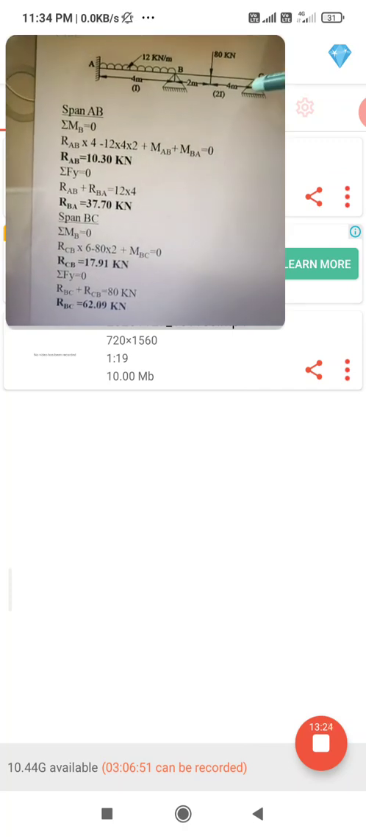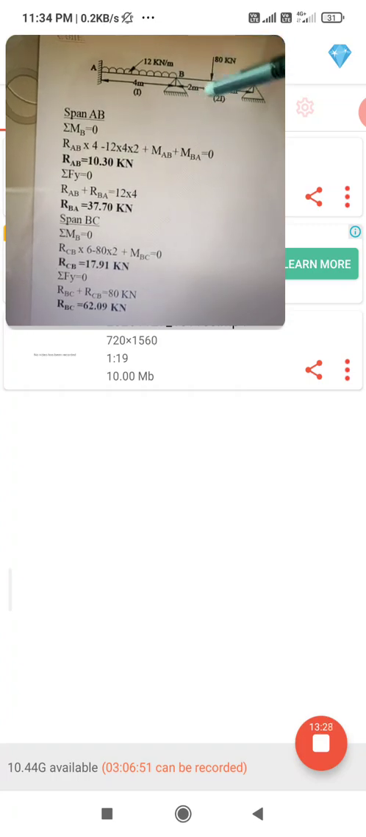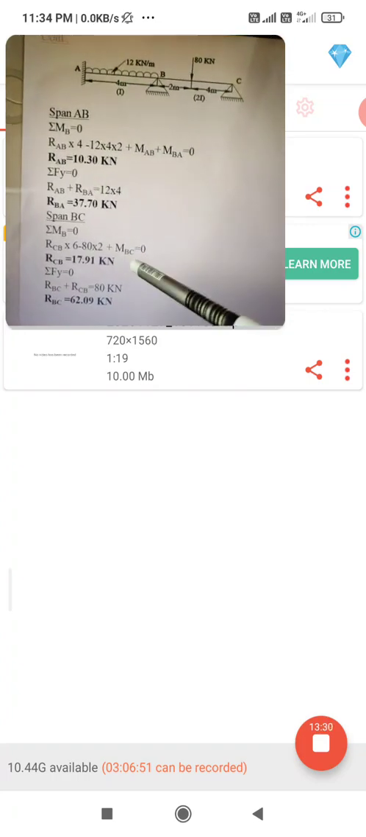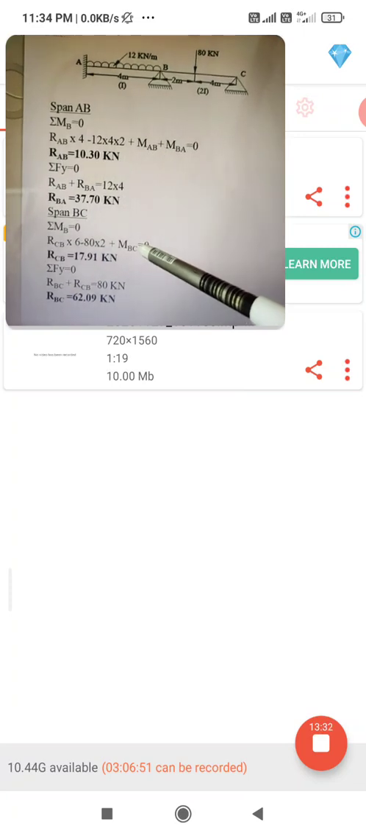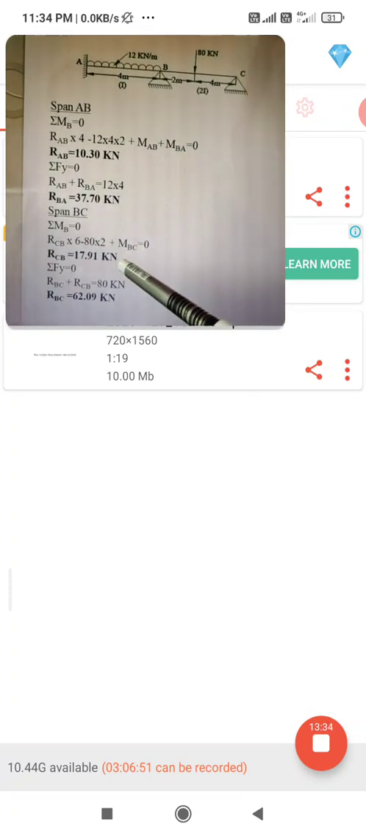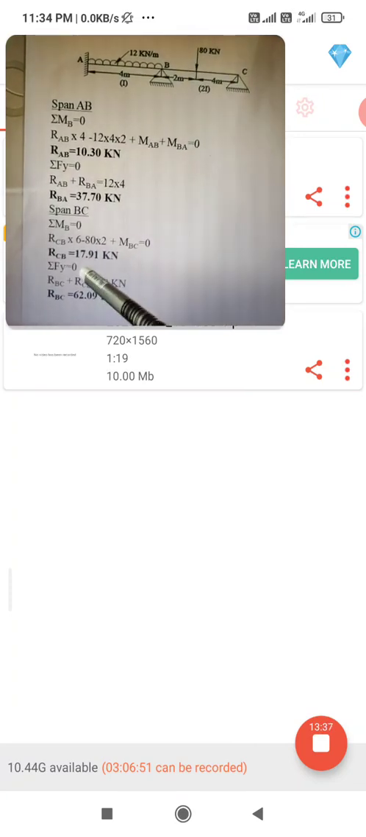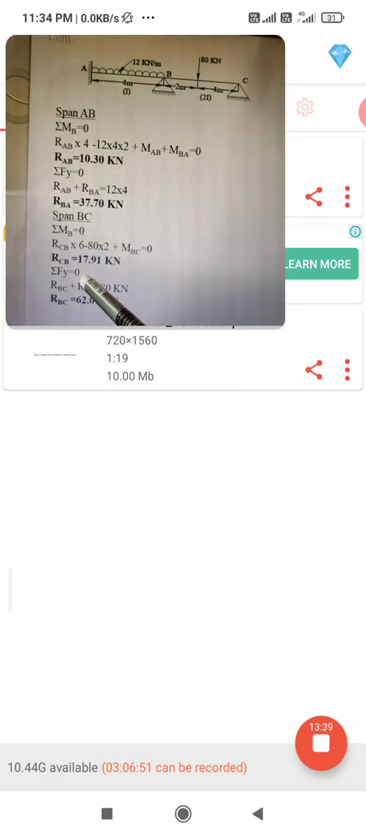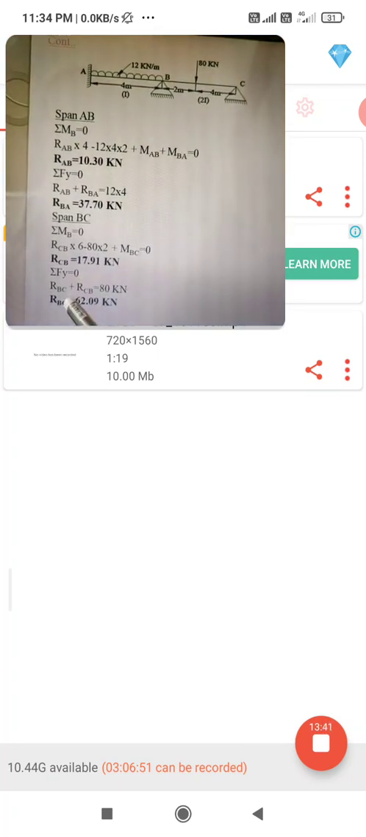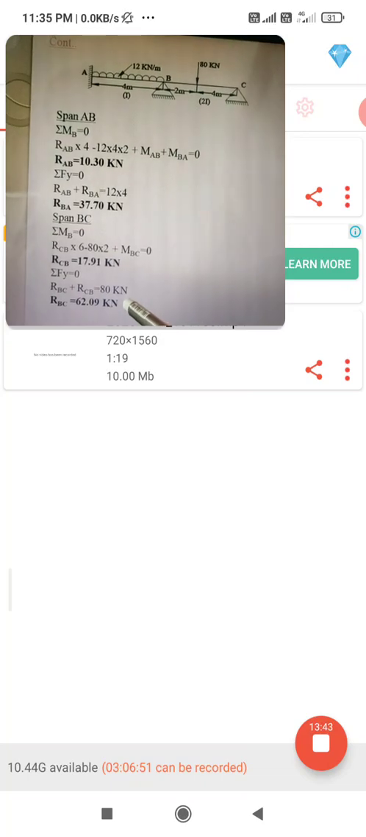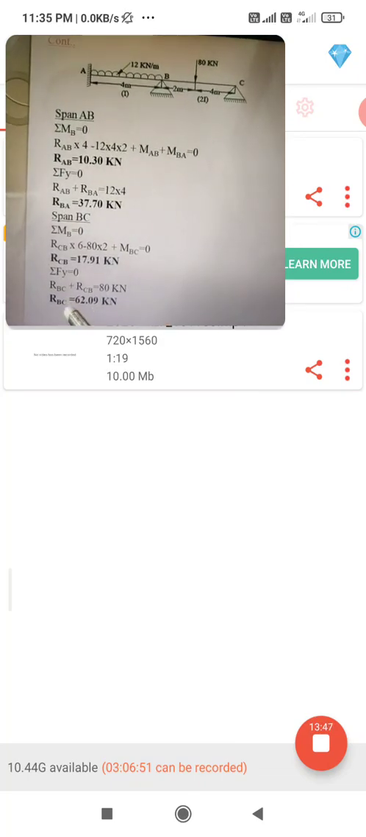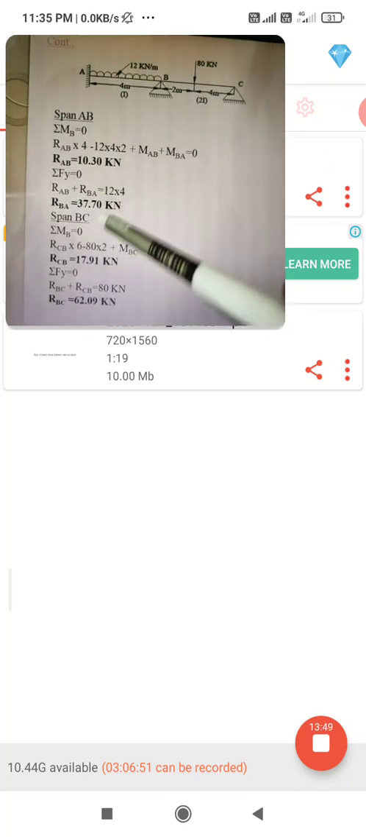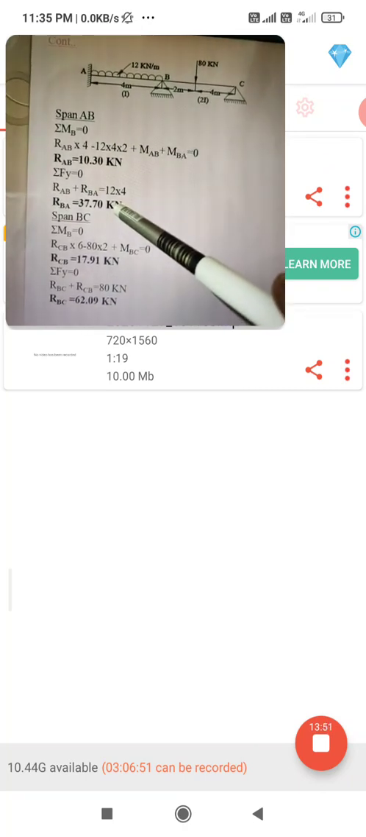That's why RCB into 6, minus 80 into 2, plus MBC value here, should be equal to 0. So you will get RCB value 17.91. And next, summation of all the vertical forces for the span BC should be RBC plus RCB equal to 80. So RBC is equal to 62.09. RBC is 62.09 and RBA is 37.70.